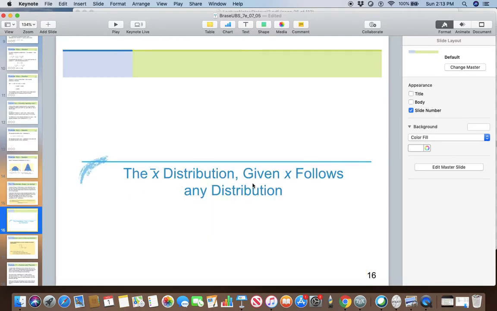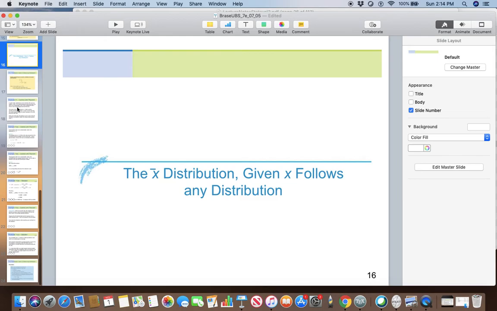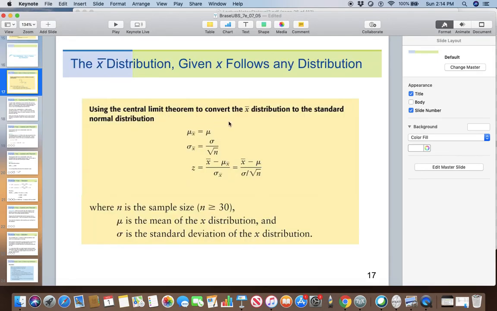Next, the x bar distribution given x follows any distribution. So far what we saw was that x was normal. What if x is not normal? Then what do we do? Now we use the central limit theorem to convert the x bar distribution to the normal distribution. So go through the same procedure. Mu of x bar is mu, that is the mean of x bar is mu. Sigma of x bar is sigma over square root n. This is the standardized form. All this matters when sample size is greater than or equal to 30.